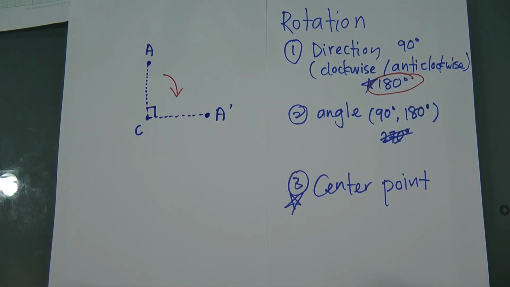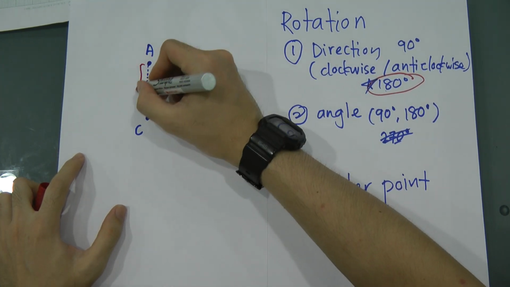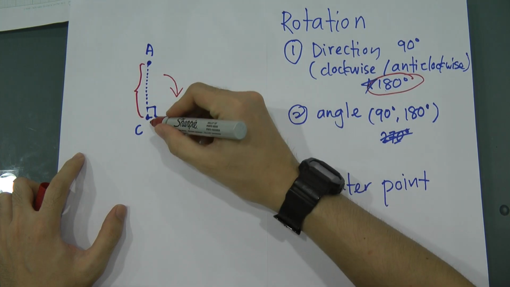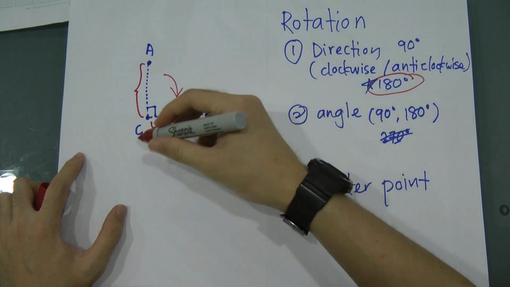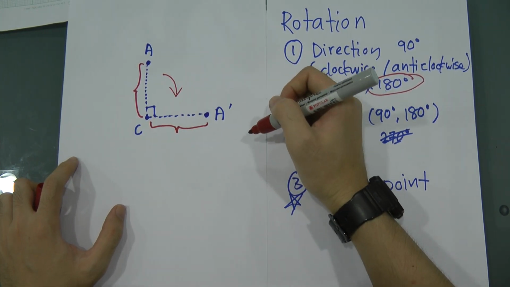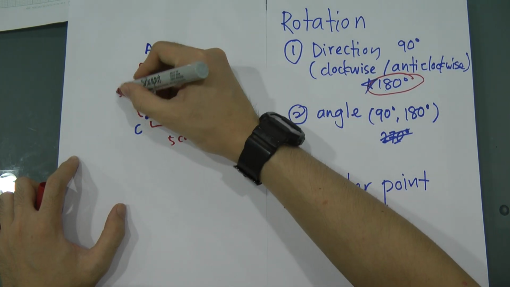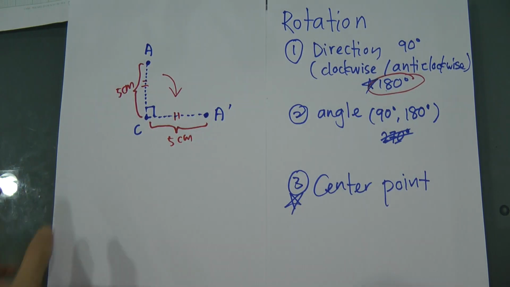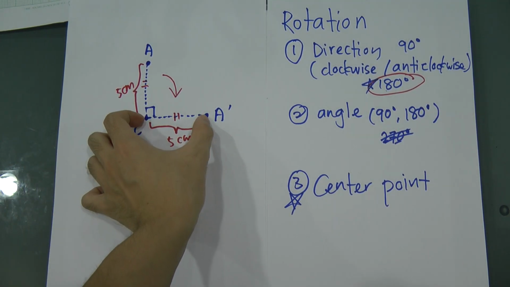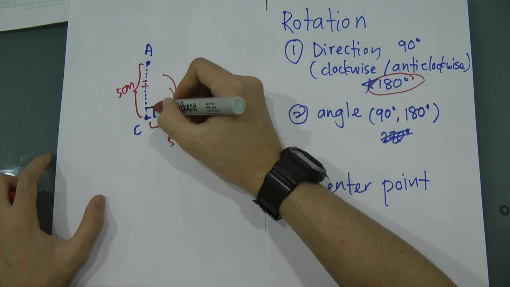Okay, here you have a few things you must pay very good attention to. First, the length from the center point to A must be the same as the length from the center point to the image A'. So let's say this is 5 cm. You have to make sure here will be 5 cm also. Both of these need to be the same distance, and then the middle must form a 90 degree angle.